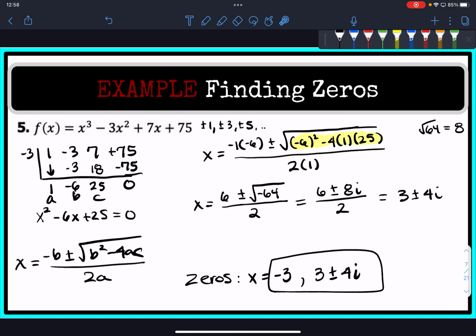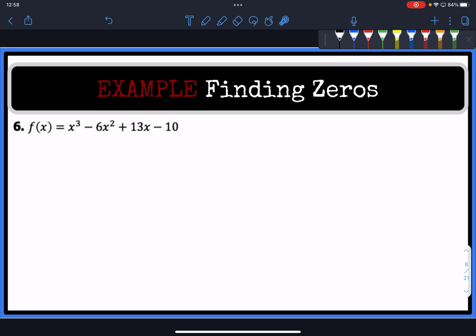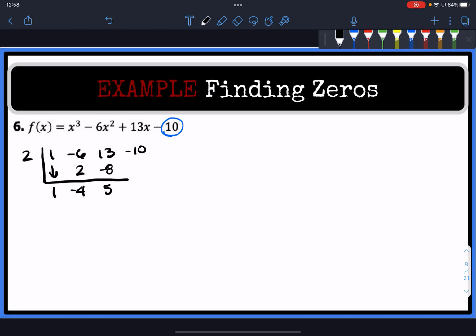So again, let's practice the next example. We're looking for the factors of 10, which are 1, 2, 5, and 10. And we're going to test, let's test 2. So this is 2, -4, -8, 5, and +10, so 0.